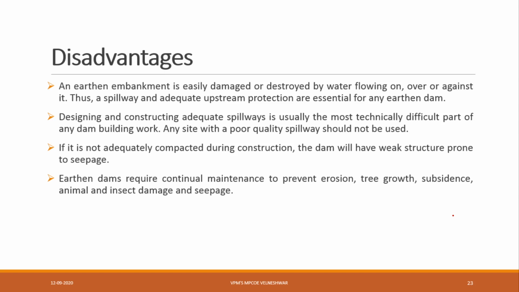Other dams require continual maintenance to prevent erosion, tree growth, subsidence, animal and insect damage, and seepage. Generally for other dams, erosion will occur immediately. Erosion means small potholes will be there, and water will get stored in them. Due to this continuous water, some crops will grow, and we have to cut all that grass. If crops are there, the saturation level will decrease.